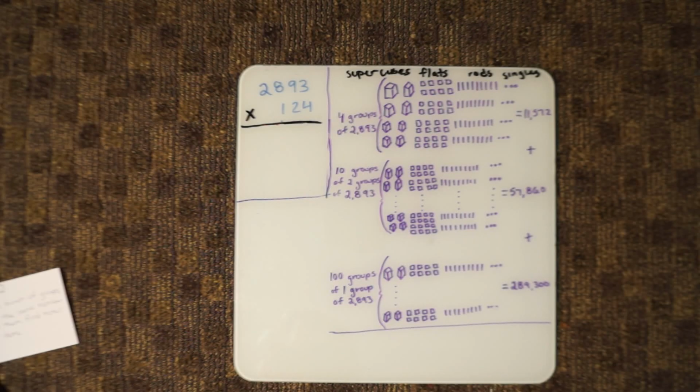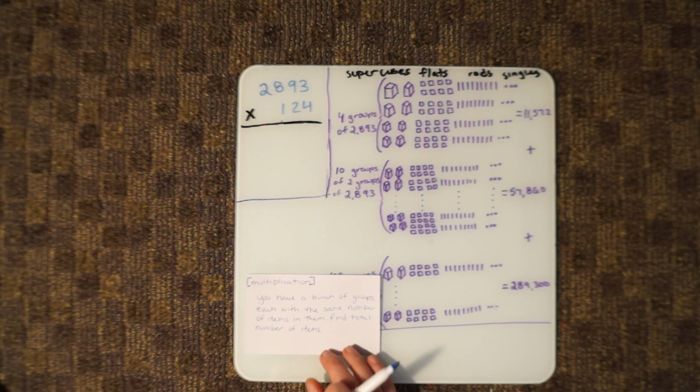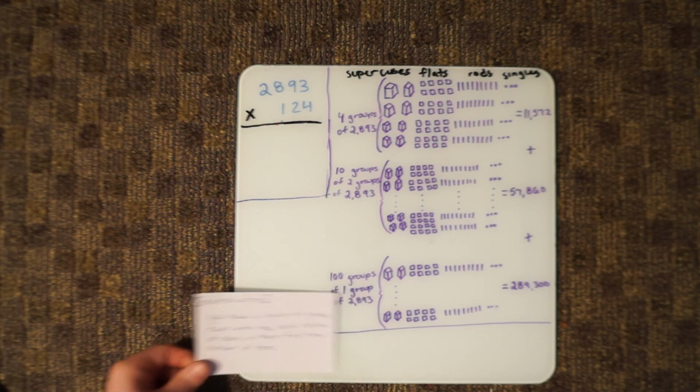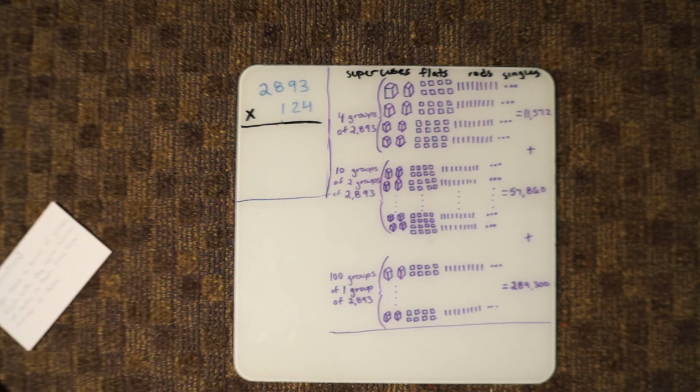Today we'll be working on integer multiplication. Remember that the definition of multiplication is that you have a bunch of groups, each with the same number of items in them, and you want to find the total number of items you have afterwards. So our problem today is 2,893 times 124.